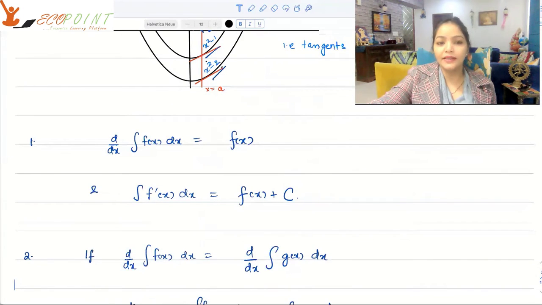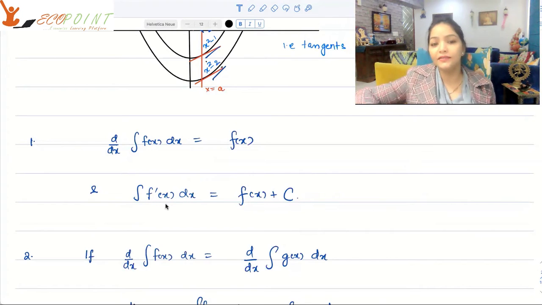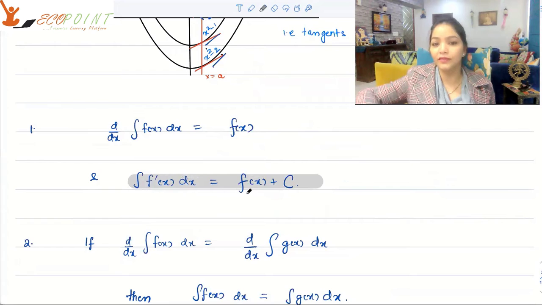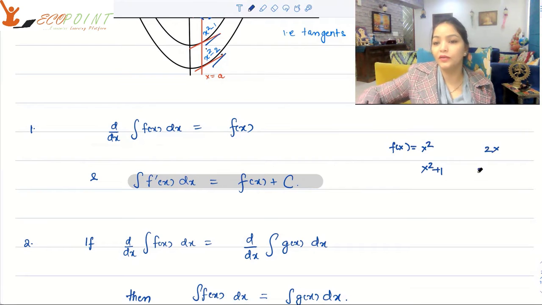So d by dx of integral f(x) dx is equal to f(x), and integral f dash x dx is equal to f(x) plus c, because of the reason that I told you. See, the example we have taken, f(x) is x square. Then your derivative is 2x. If it is x square plus 1, then also your derivative is 2x, and so on and so forth.